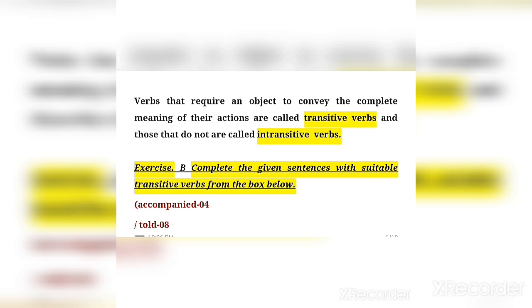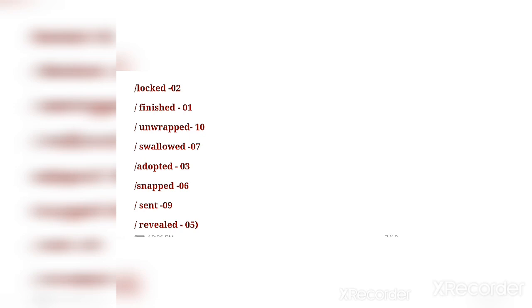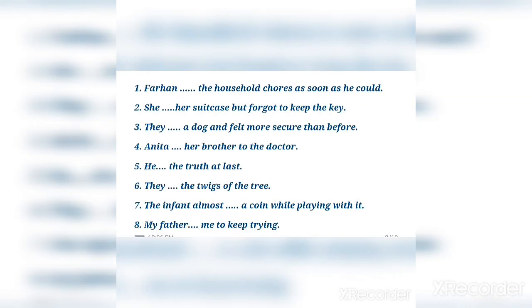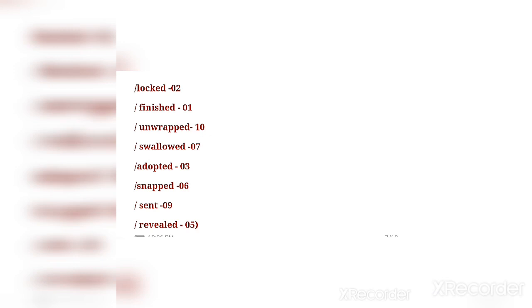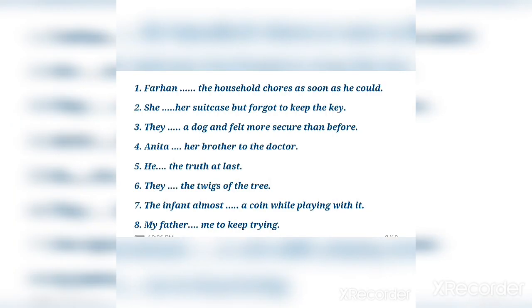Exercise B. Complete the given sentences with suitable transitive verbs from the box below. So here are the words. With the help of these words you have to complete the exercise. Let's see. First says: Farhan dashed the household chores as soon as he could. See the words. I have written the answers here. So the first word is finished. So it will be: Farhan finished the household chores as soon as he could.